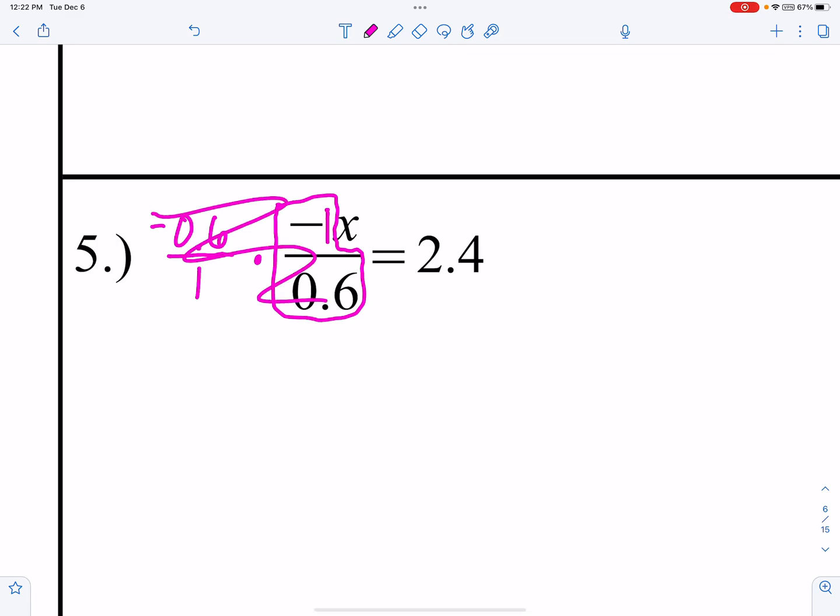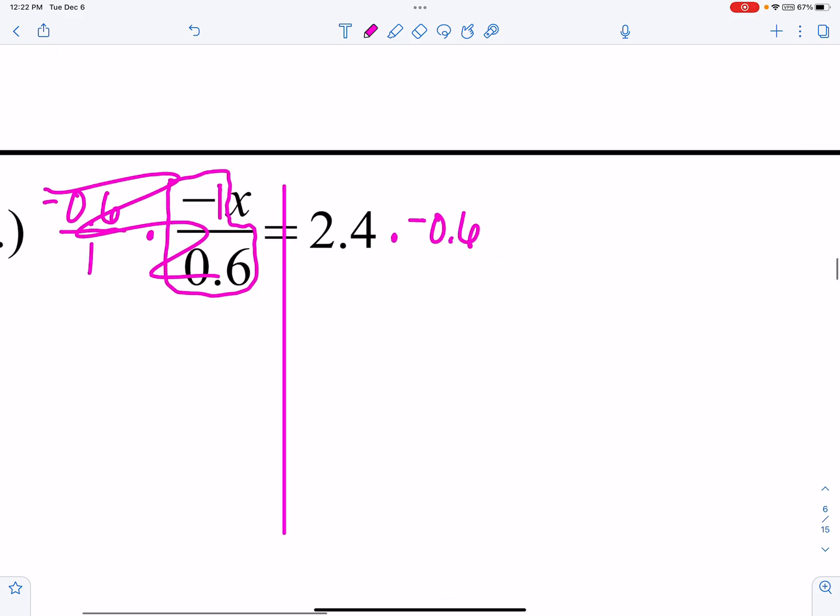This removes this. I need to do the same to both sides. And so I have 2.4 times -0.6. We can go ahead and do this on the side real quick. 6 times 4 is 24. 6 times 2 is 12, plus 2 is this. We have 2 decimal movements in our problem. And so we end up with 1.44.